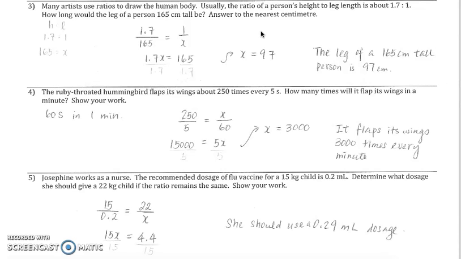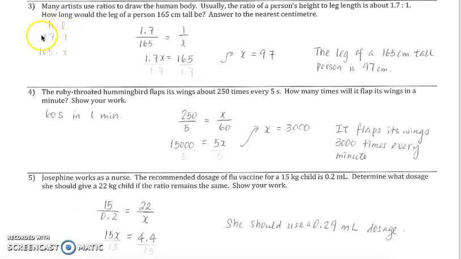Ooh, that's a lot of reading. That's okay, because let's pick out what's important here. So we know we're talking about a ratio of a person's height to leg. So height to leg is 1.7 to 1. So now I know a person is 165 centimeters tall, so that goes into the height section, compared to the leg length, which is unknown.